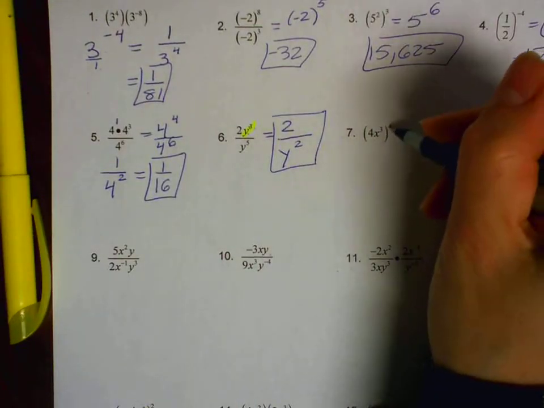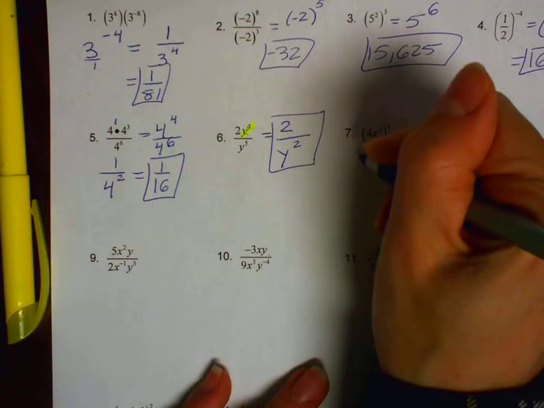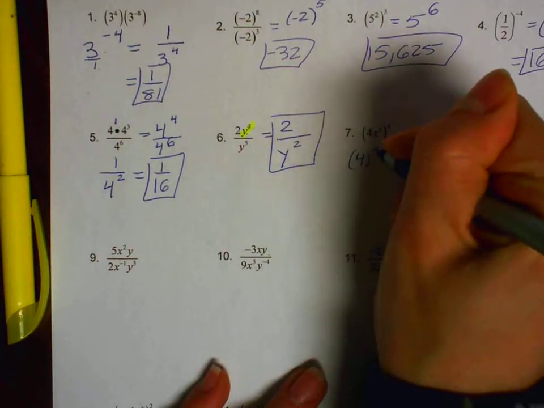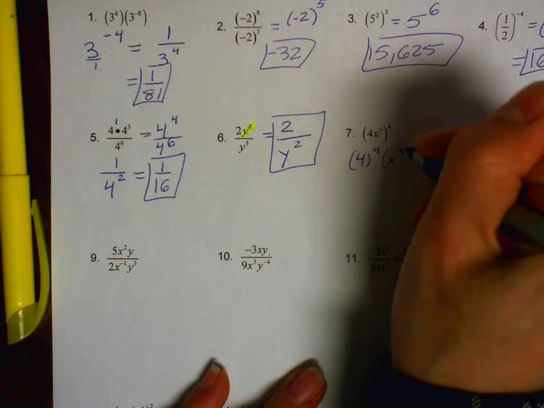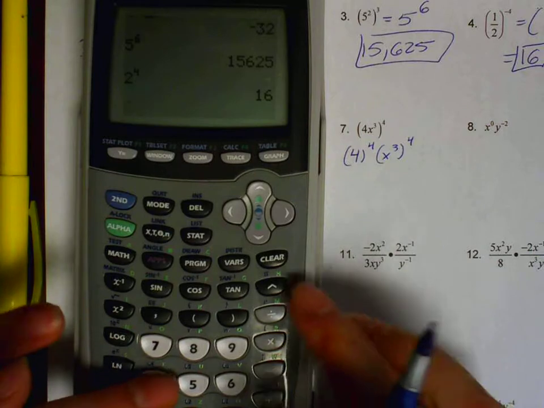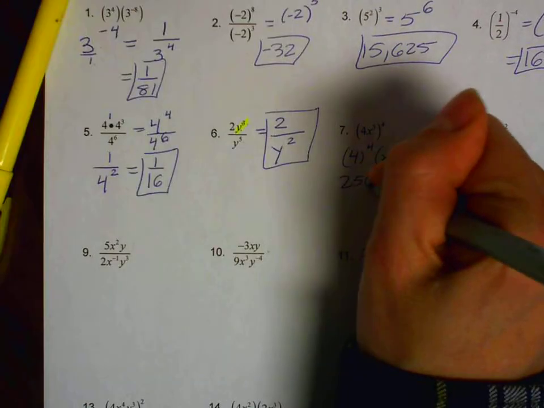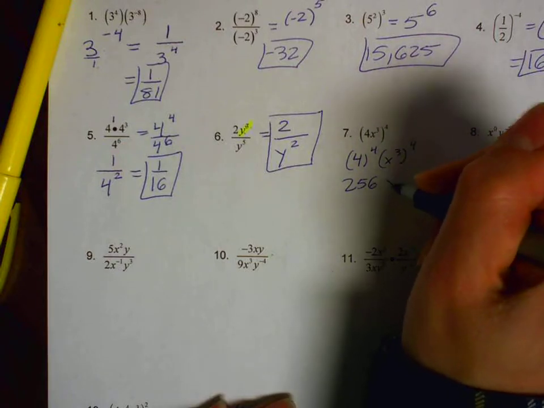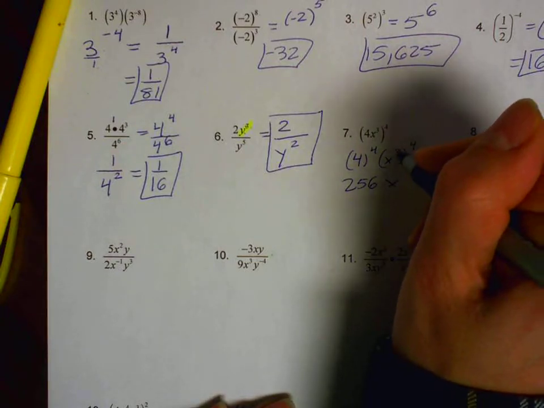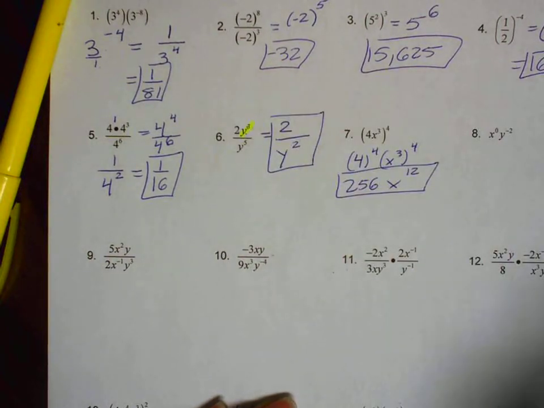Number 7, it's a power to a power, but I have multiple things inside the parentheses, so I need to distribute the 4. So it's 4 to the 4th and x to the 3rd to the 4th. So 4 to the 4th I get from my calculator. 4 to the 4th is 256. This is a power to a power, so 3 times 4 is 12. So my answer is 256 x to the 12th.